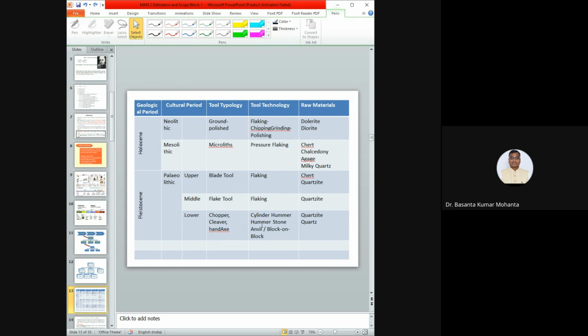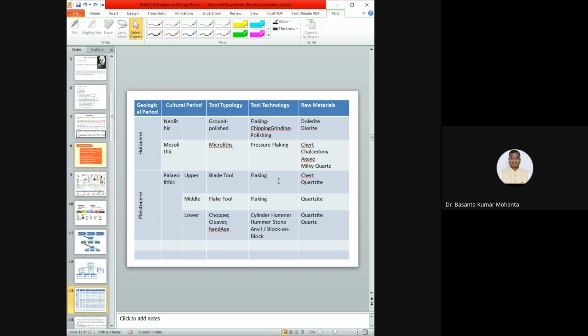If we see the chopper, cleaver and hand axes of our Lower Paleolithic cultural period, they were basically prepared by using anvil or block-on-block techniques, hammerstone technique, cylinder hammer techniques, etc. Similarly, the flake tools of the Middle Paleolithic period were basically prepared by using different kinds of flaking techniques, which include the Clactonian flaking technique, Mousterian flaking technique, etc.